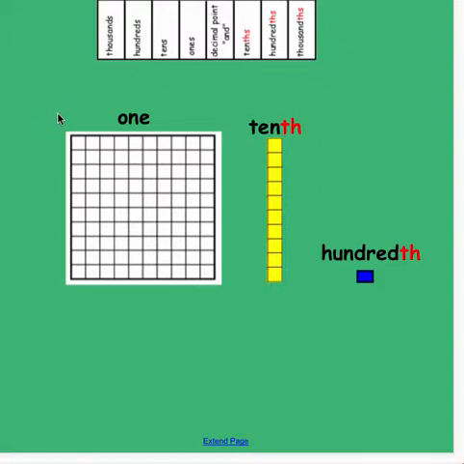Down below on the screen, you'll see that there is a grid right here. We're going to think of this grid as 1. And then next to it, we have our decimal place values. We have tenth and we have hundredth.